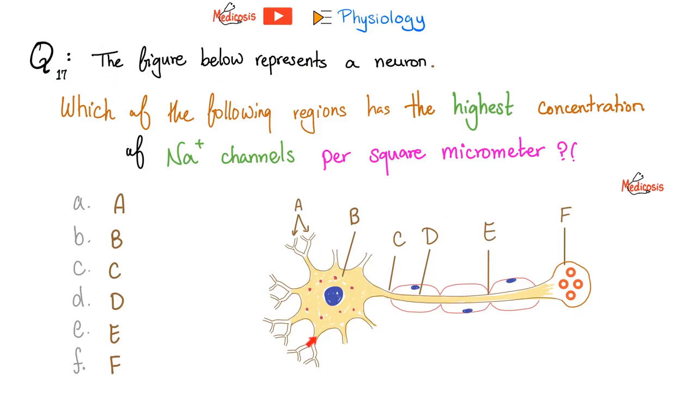Question of the day. The figure below represents a neuron. You don't say. Which of the following regions has the highest concentration of sodium channels per surface area, per square micrometer? Let me know the answer in the comment section. You'll find the answer in the next video in this glorious playlist called Physiology.